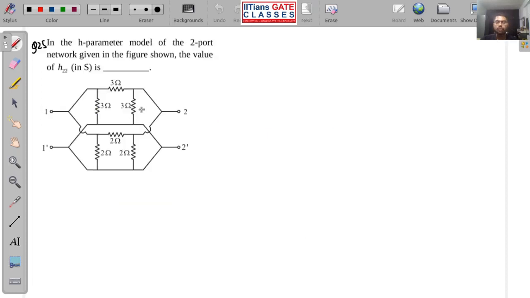So the last question we have in this question series is what? In the H parameter model of the two-port network given in the figure shown, the value of H22. The probability of this question is very less, but still we are going to see. They have asked you for this parallel pi combination of network. Parallel pi network, they have asked you what will be H22.